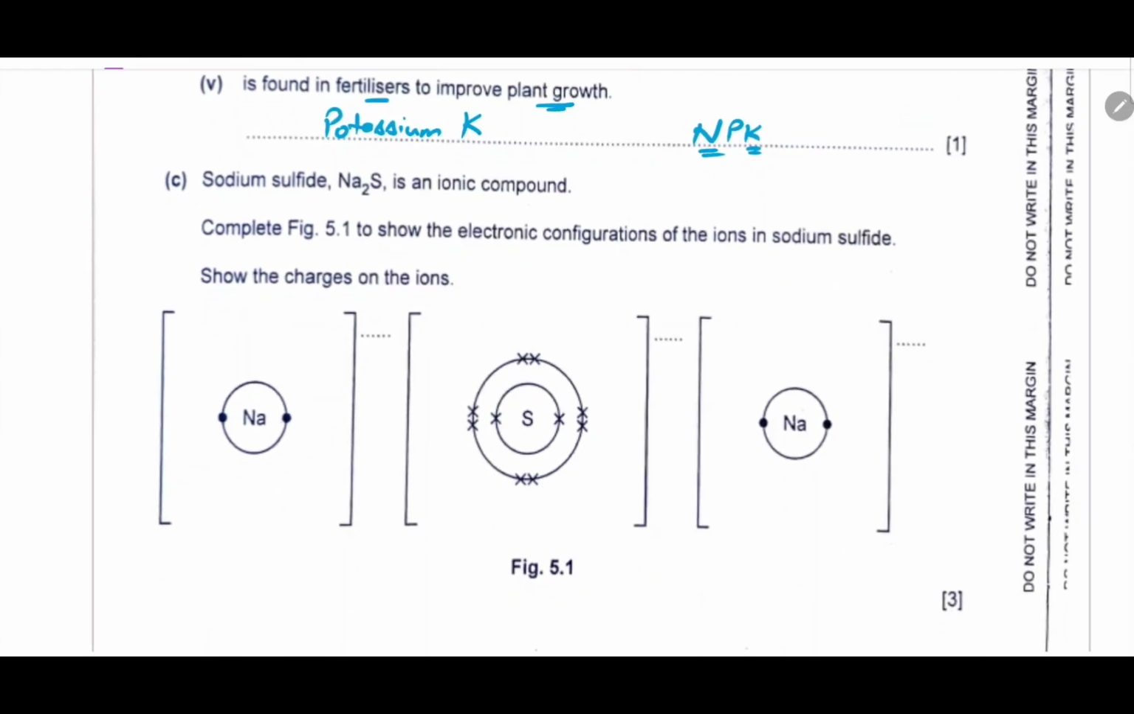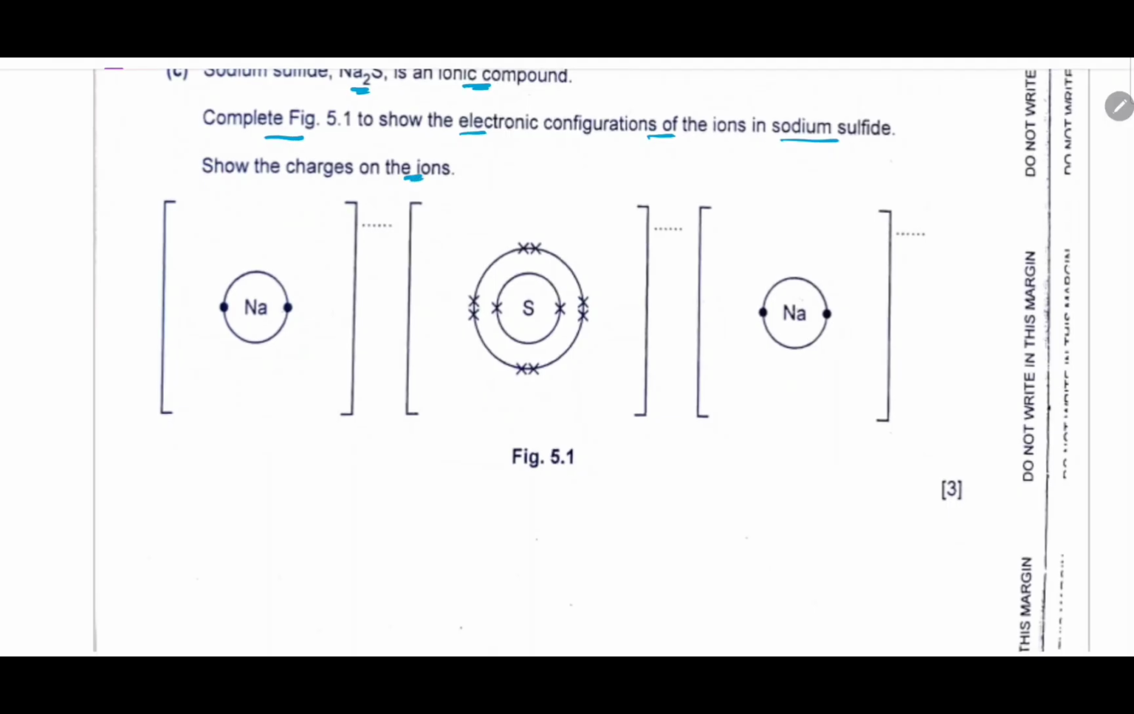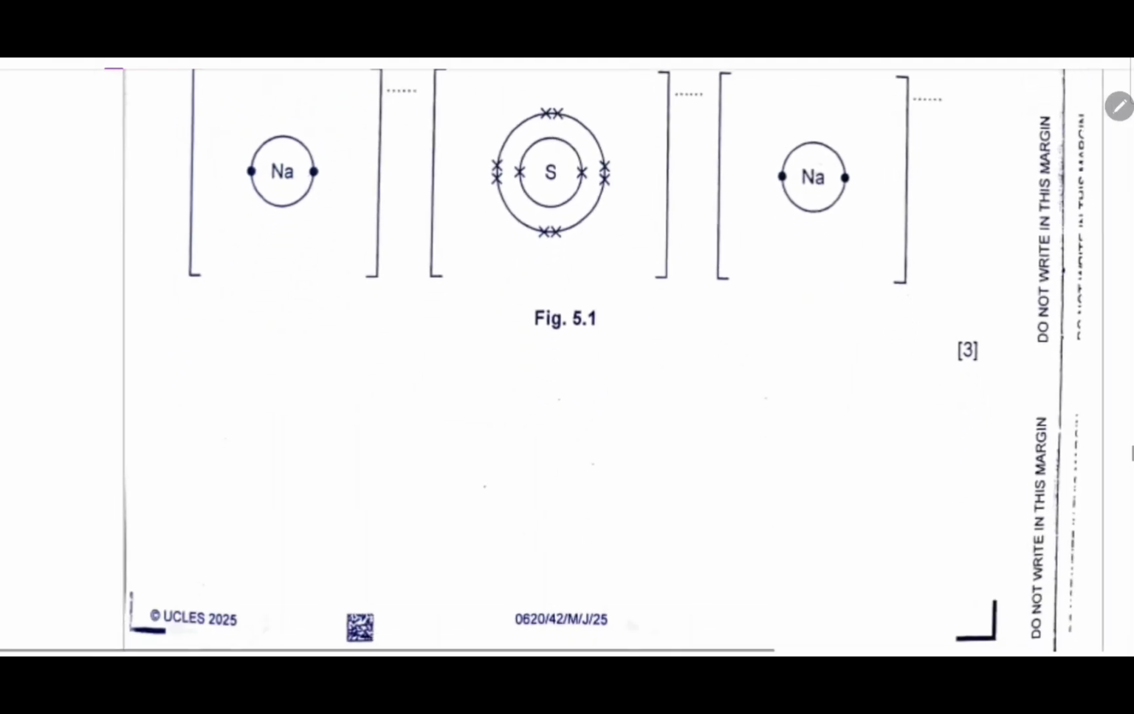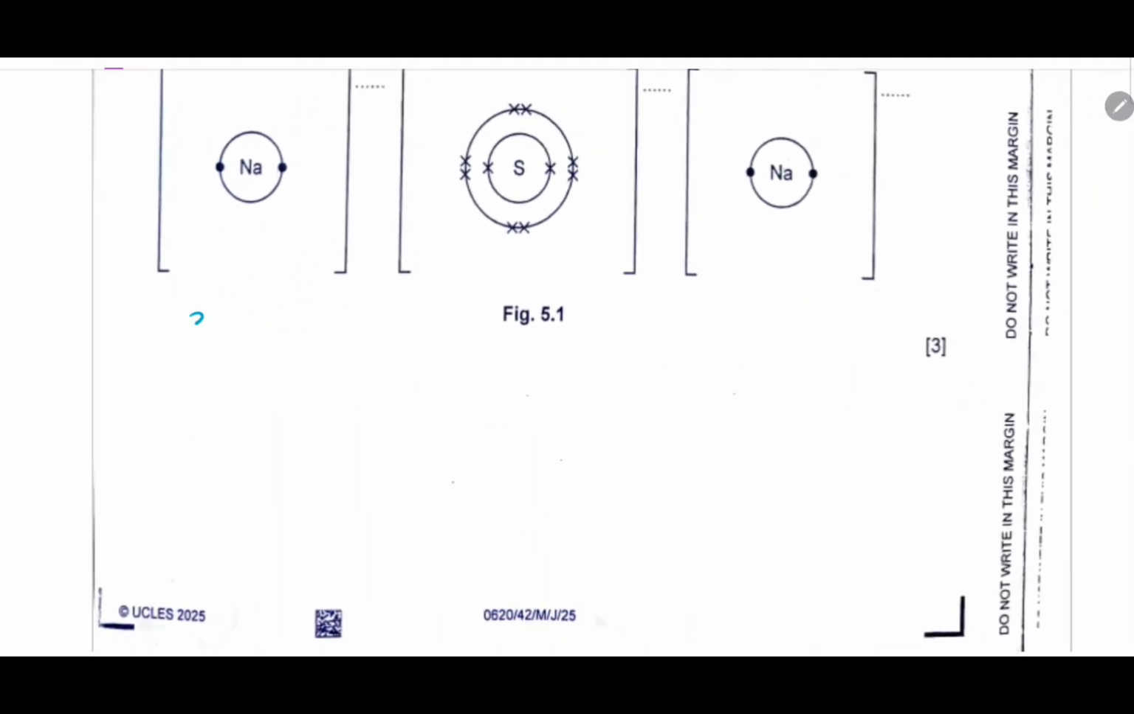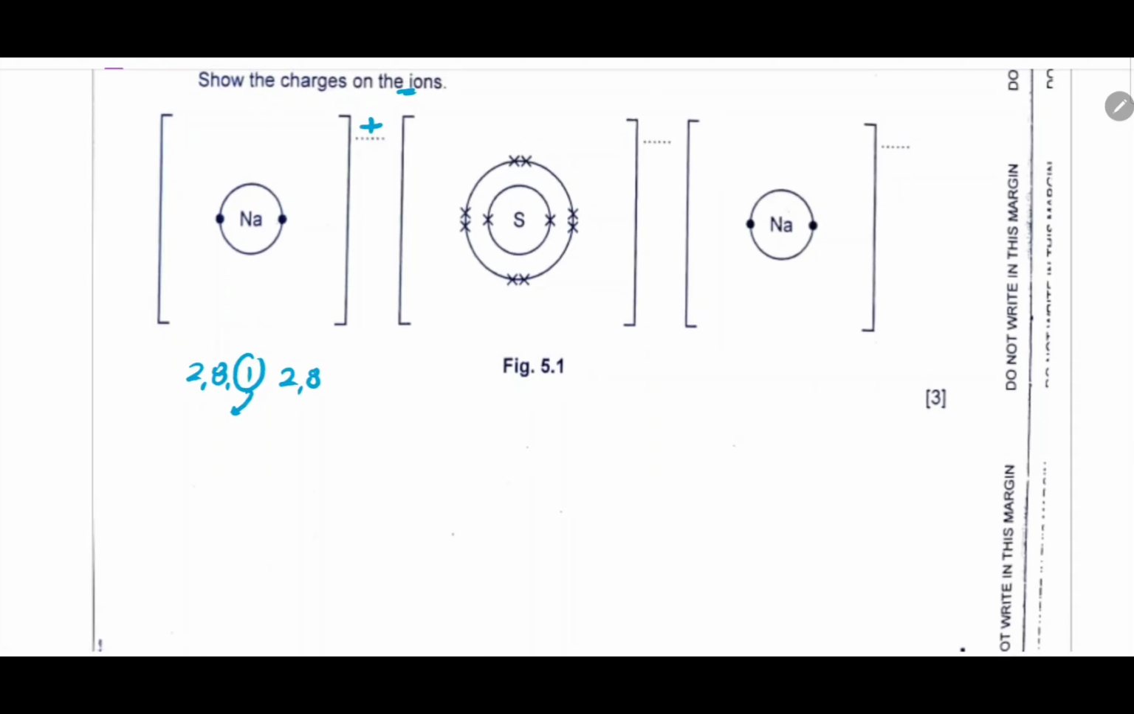Next, part C. Sodium sulfide, Na2S, is an ionic compound. Complete figure 5.1 to show the electronic configuration of the ions in sodium sulfide. Show the charges on the ions. Now, when sodium sulfide is formed, the configuration of sodium is 2, 8, 1. It will lose this electron to form Na+. Therefore, the charge will be +1, and it will have one shell less. In that, it will have only 8 electrons, and the 1 electron has gone and transferred to sulfur.